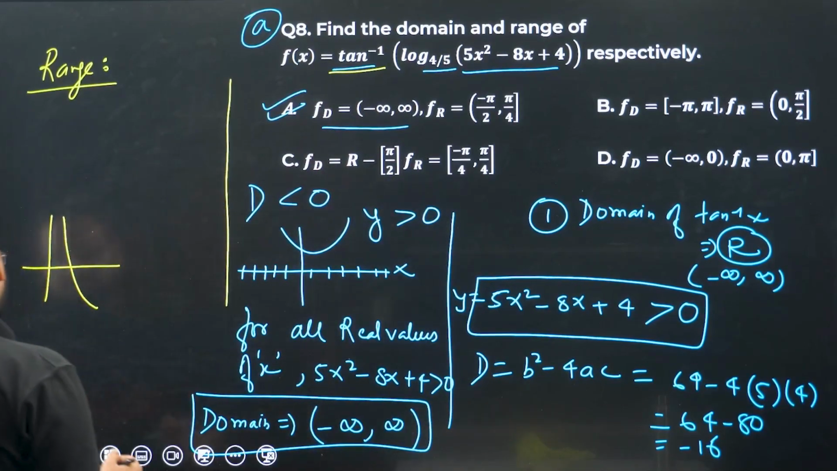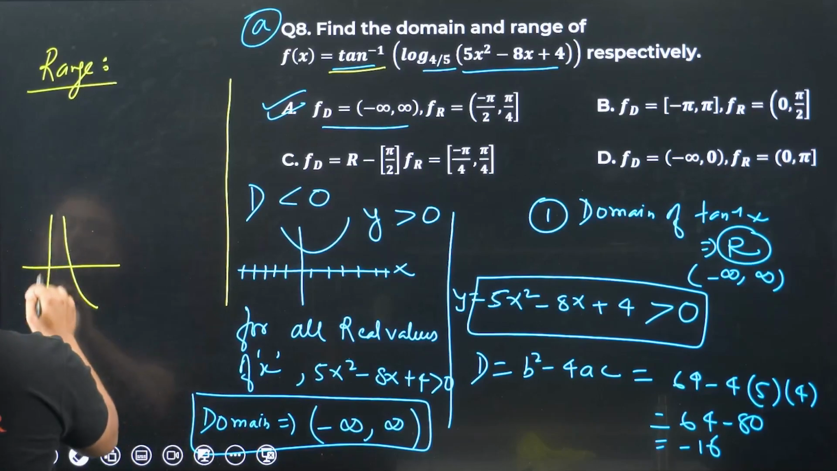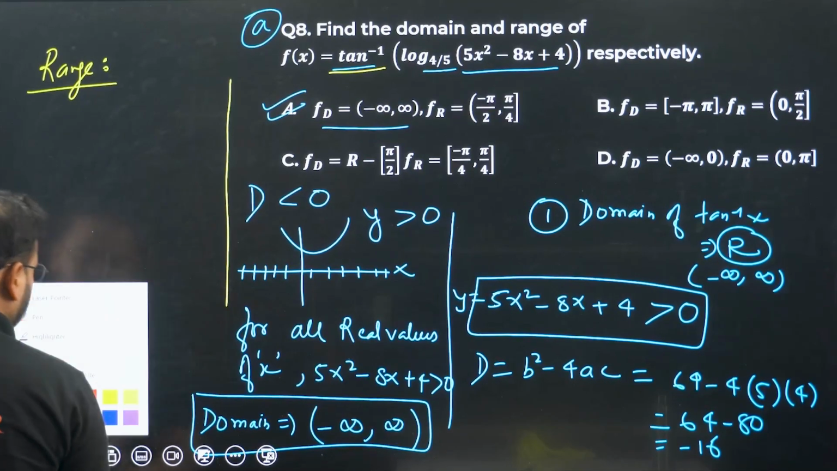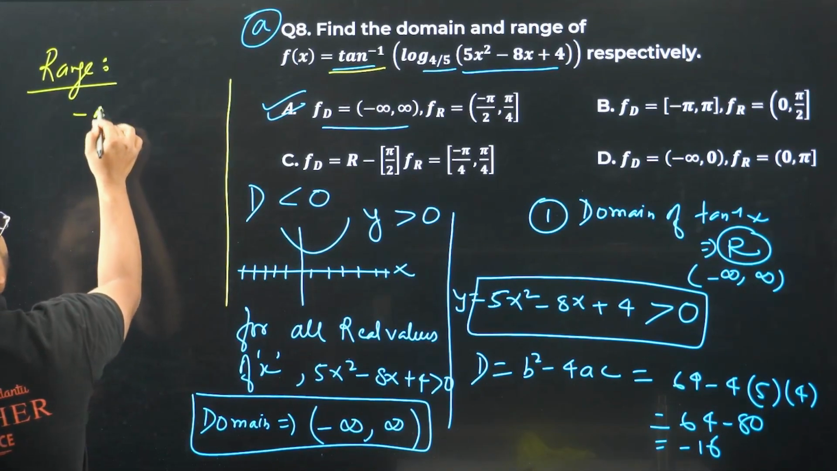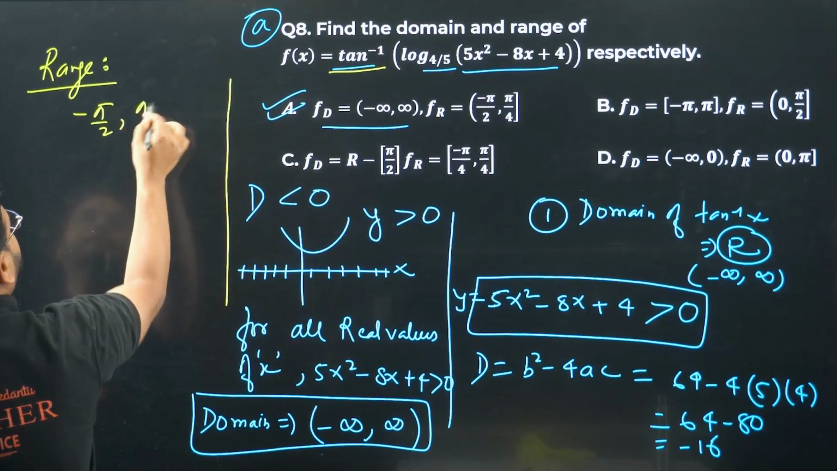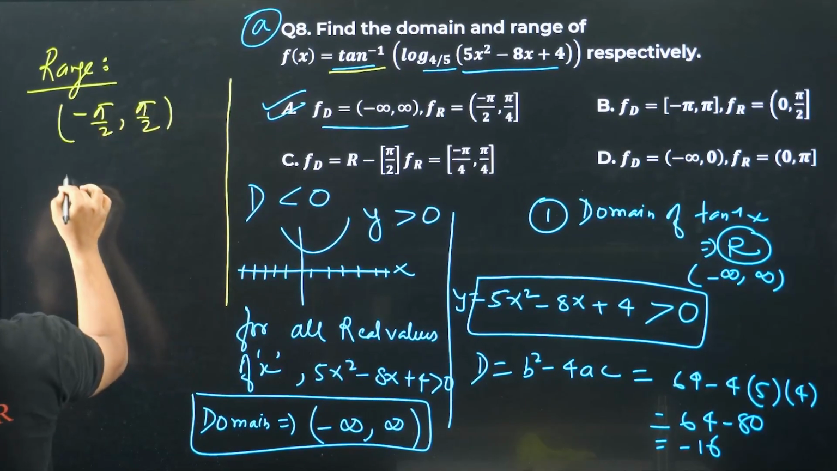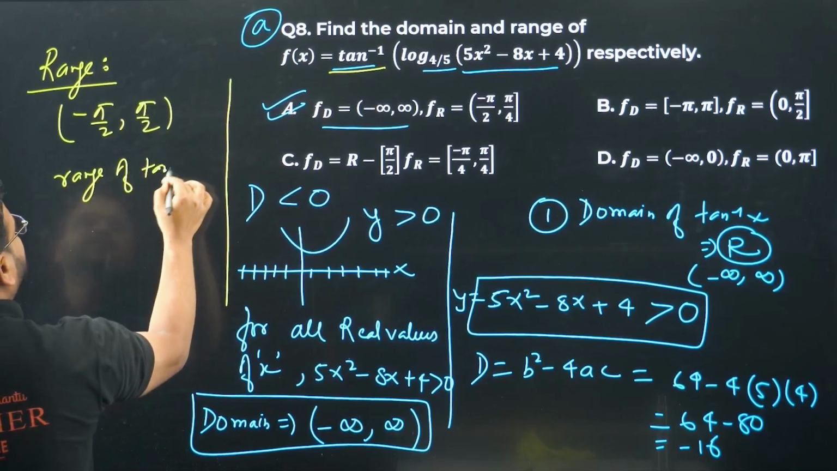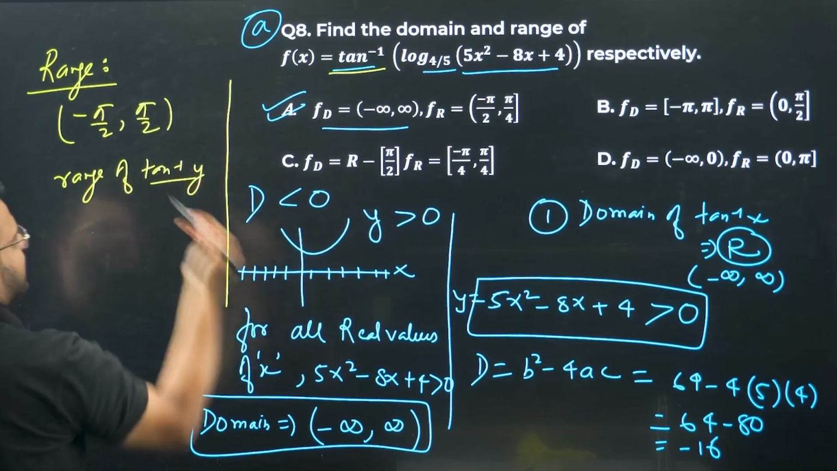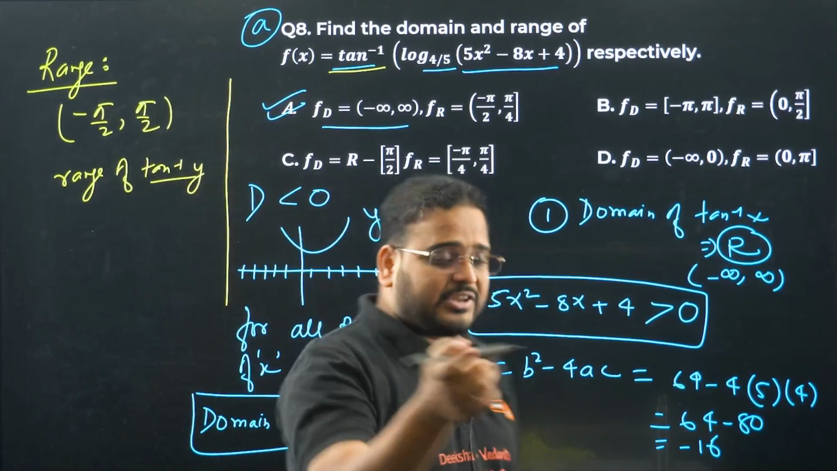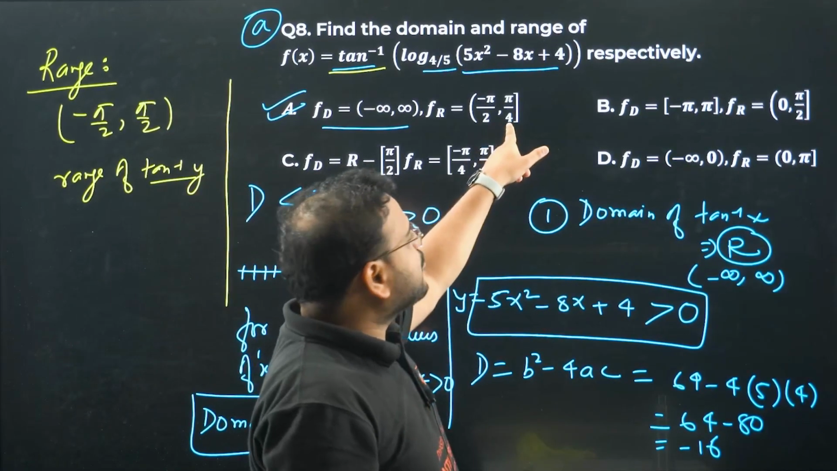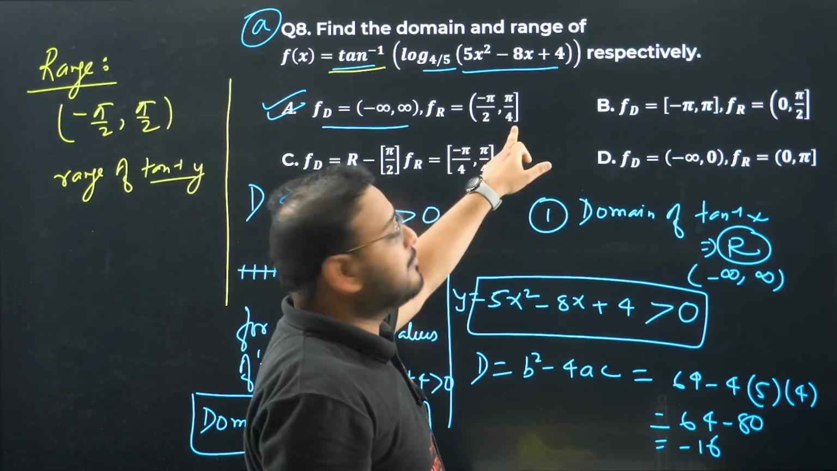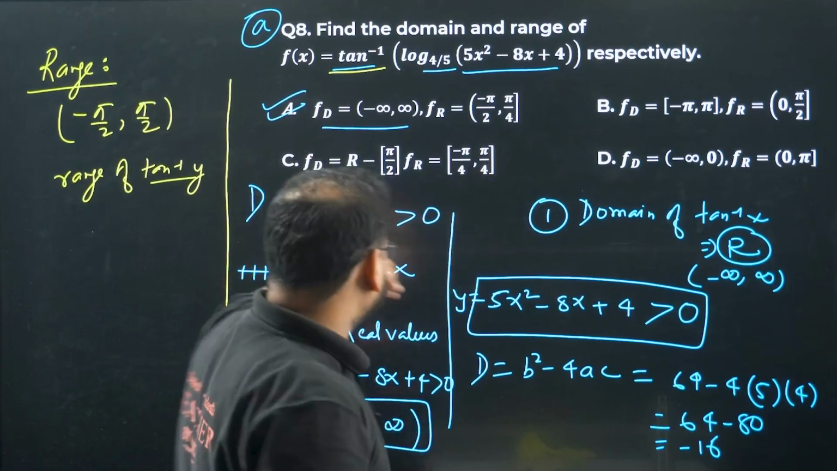And what is that? We know this value very well: minus pi/2 to pi/2, open. Basically this is the range of tan inverse of any value, let's say y. Got it? Now check the most suitable option. Isn't this the most suitable option? Minus pi/2 to pi/4. Will this work or not? Of course this will work, sir.